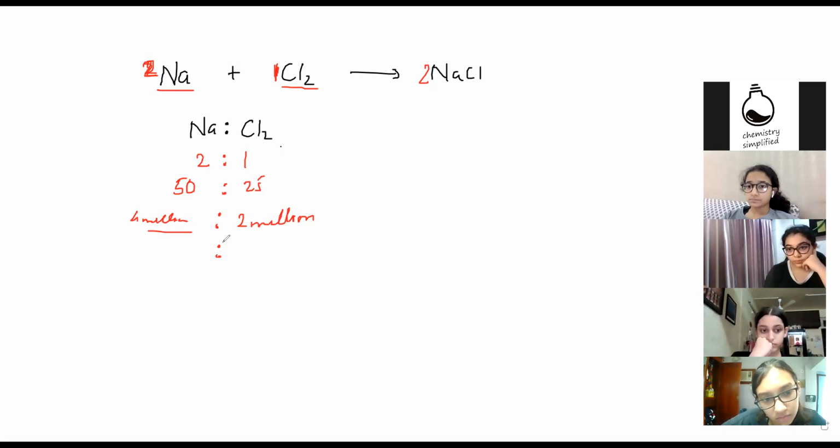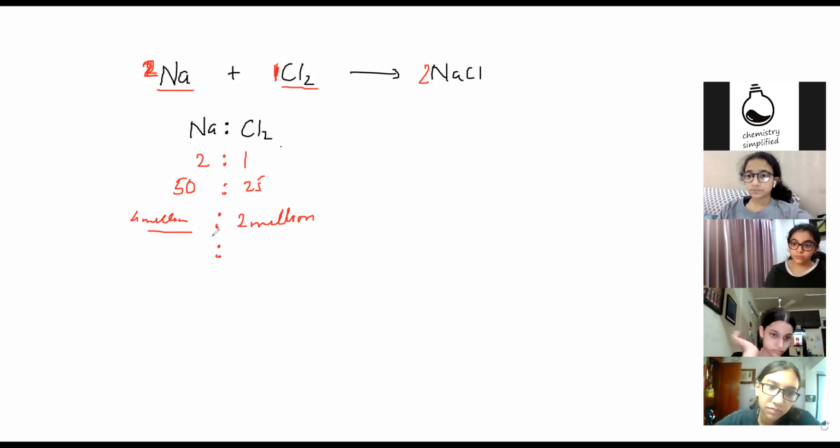Also, we learned another unit called moles. Moles is the unit of counting, to count the number of particles. It can be atom, molecule, ion, whatever. So suppose that 1 mole of chlorine, then Verushka, how many moles of sodium? 2. 2 moles of sodium.